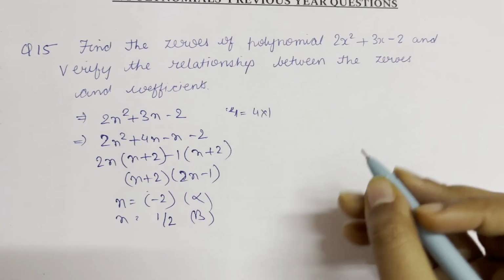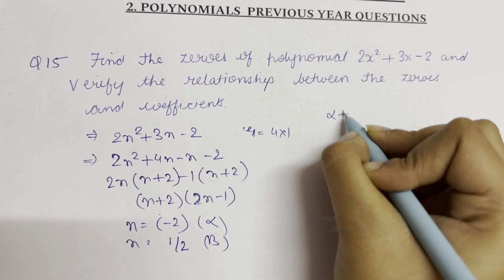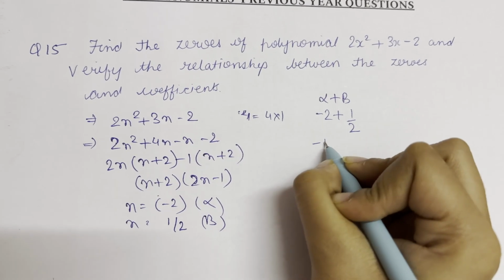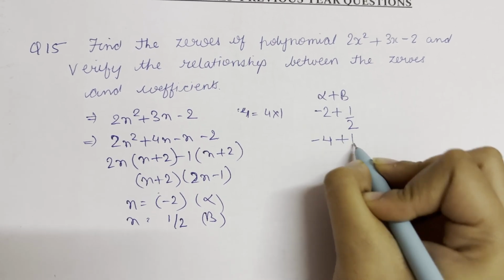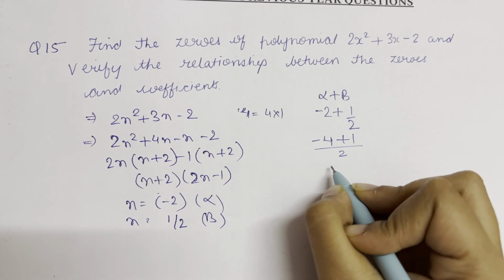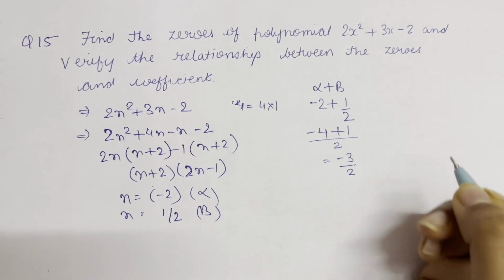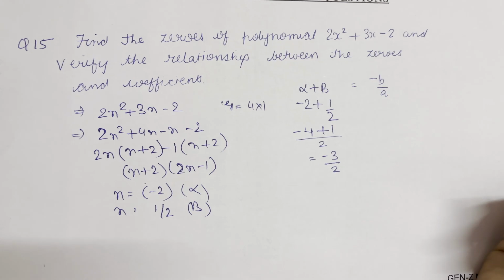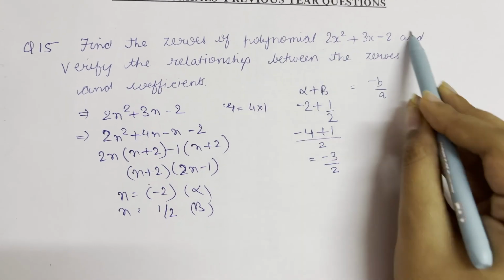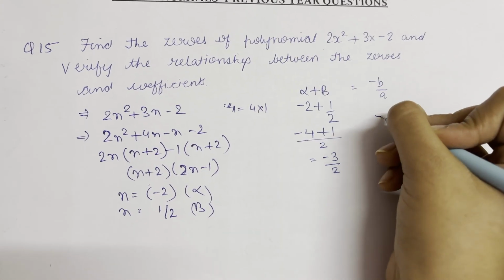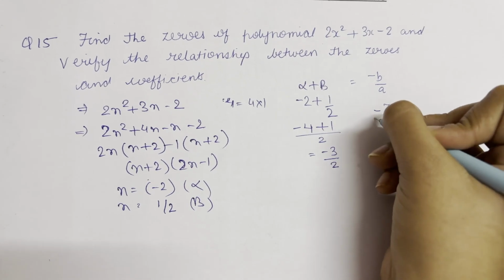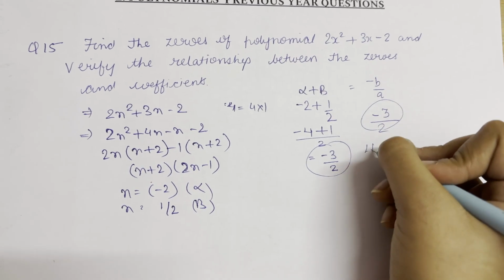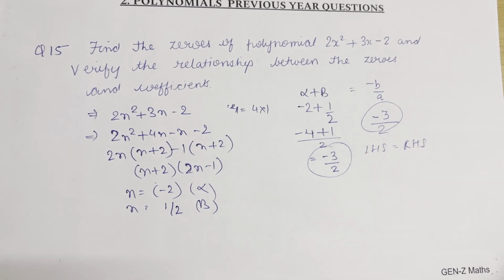Now we need to verify it. So I'll take sum of zeros alpha plus beta: minus 2 plus 1 by 2, minus 4 plus 1 upon 2, which is equals to minus 3 upon 2, and this value should be equals to minus b by a. And if I take b from the polynomial given to us, the value of b is 3, and if I put it as minus b, it will become minus 3 upon 2. So this LHS is equals to RHS, hence it is verified.